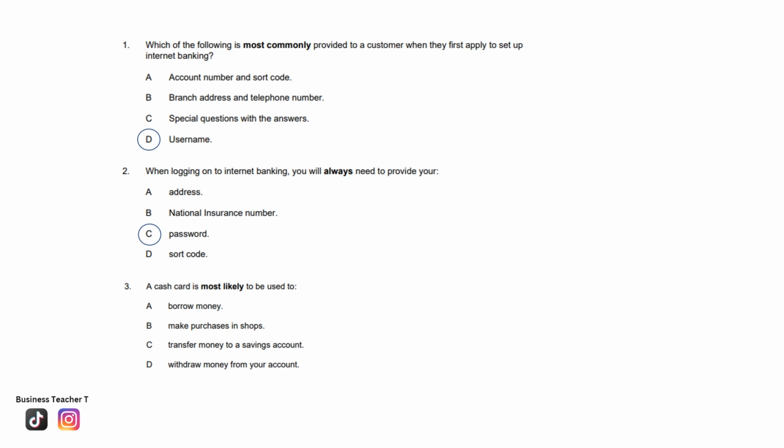Password. Question 3. A cash card is most likely to be used to A. Borrow money. B. Make purchases in shops. C. Transfer money to a savings account. Or D. Withdraw money from your account. And the answer is D. Withdraw money from your account.